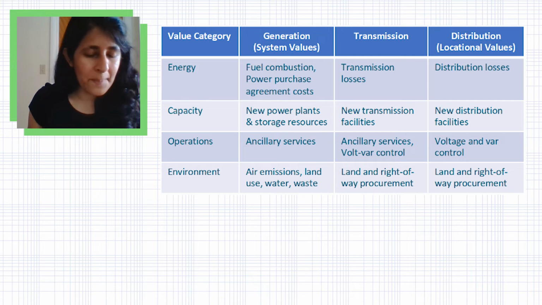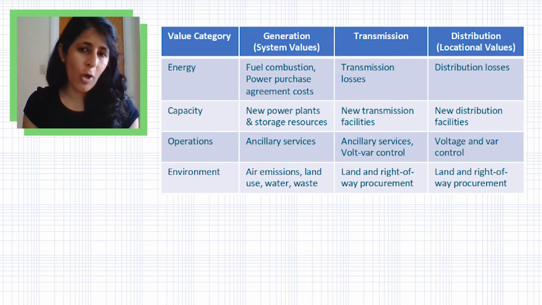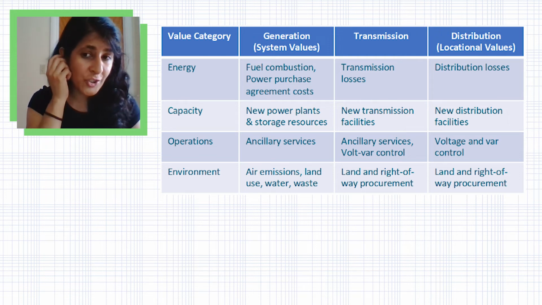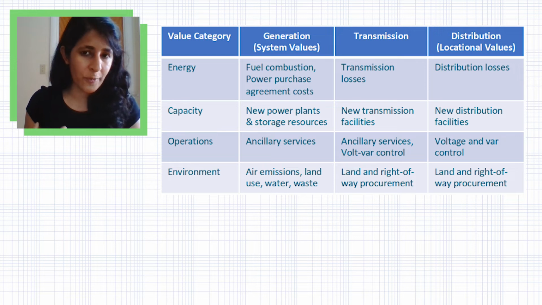Then there's the capacity part. And this is basically the capital costs associated with installing a new power plant, or the capital costs that are associated with transmission and distribution facilities. And then there's also the operations part, which is like ancillary services. A lot of these DERs also provide some services to the grid that are important to maintain a reliable grid.